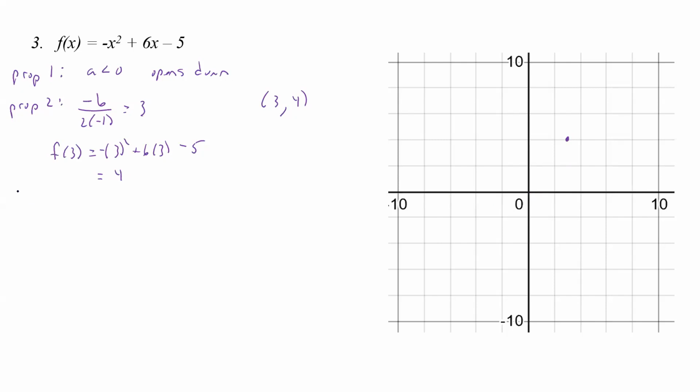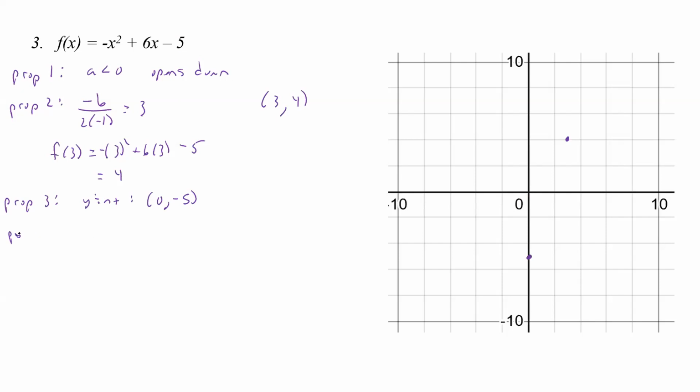All right. Now property 3, that's our y-intercept. And again, that's where x is equal to 0, and then our y is just negative 5. And so 0, negative 5, that hits about right there.